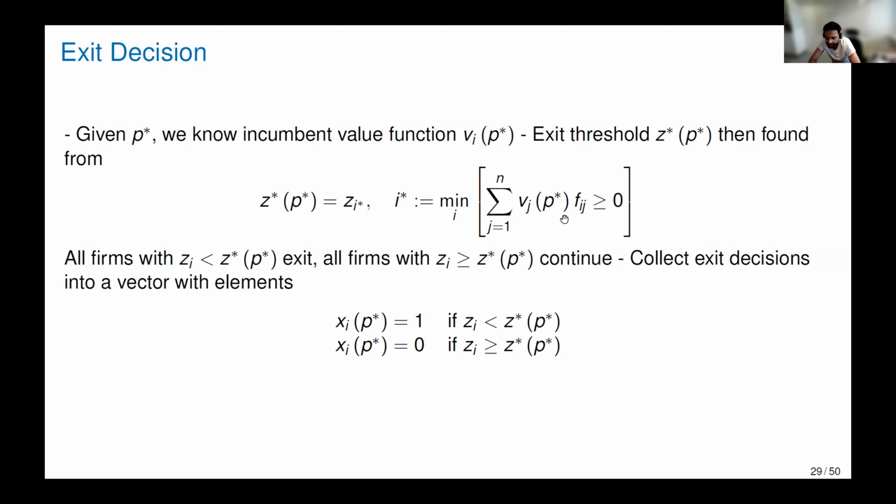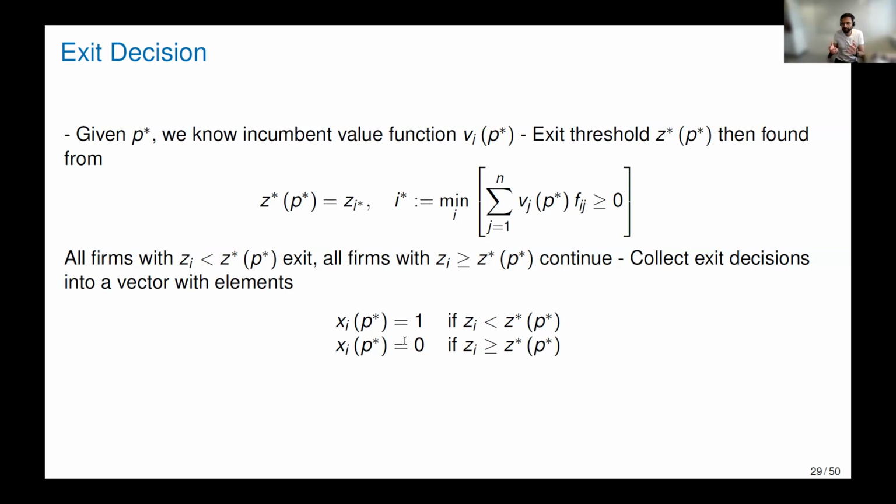So the continuation value is nothing but the probability that you will jump from I to J times the value of being J. That's your continuation value, right? So the minimum productivity level above which your continuation value is positive will pin down your Z star in this economy. Okay. You will collect this exit decision such that if Zi is less than Z star, then you will exit. And if Zi is greater than Z star, then you will not exit.